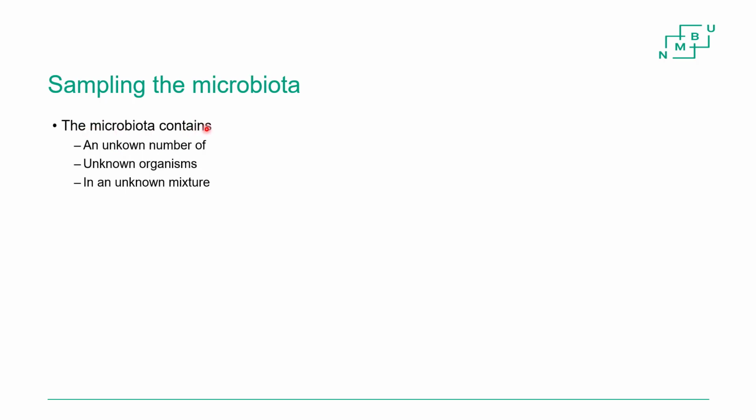So the microbiota contains an unknown number of unknown organisms in an unknown mixture. So this is the headache, right? We don't know how many organisms are there, we don't know which organisms are there, and we don't know how much there is of each of them. And this is always the case in all metagenomes.